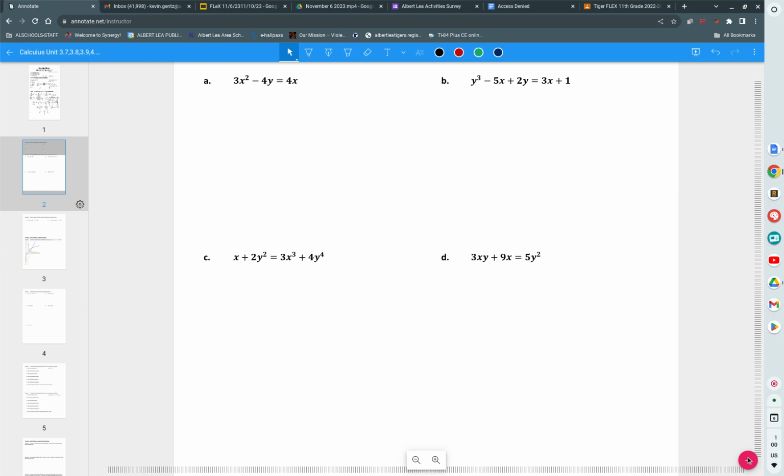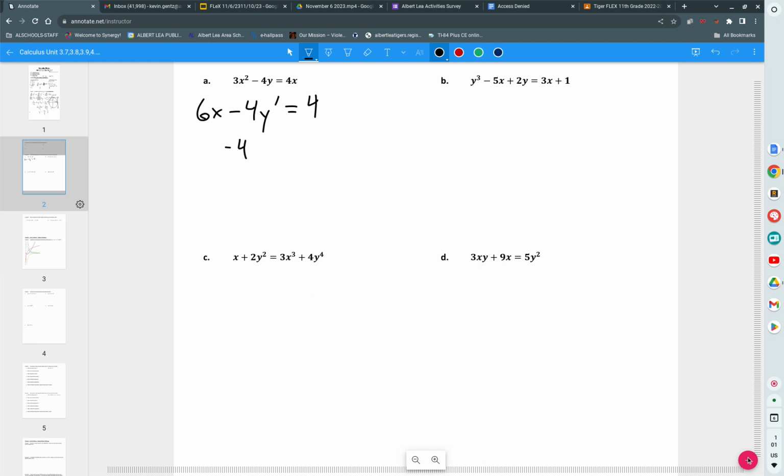All right, so I'm going to take this derivative. Derivative of 3x squared, you would say is? 6x. And the derivative of negative 4y. Negative 4, right? And we say that whenever you take the derivative with a y, you attach a y prime. So the derivative of negative 4y is negative 4y prime. And the derivative of 4x is 4. Okay? Now we just solve for y prime.